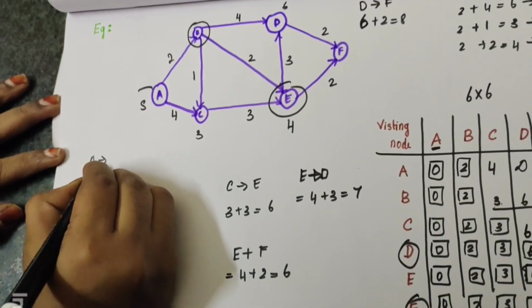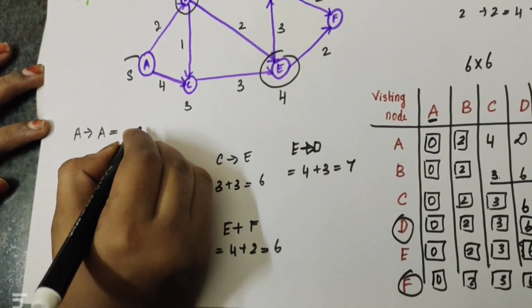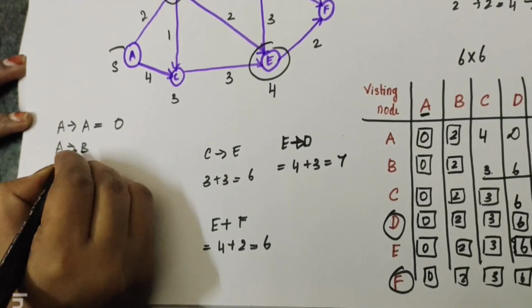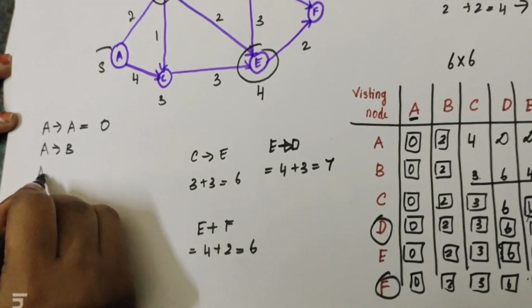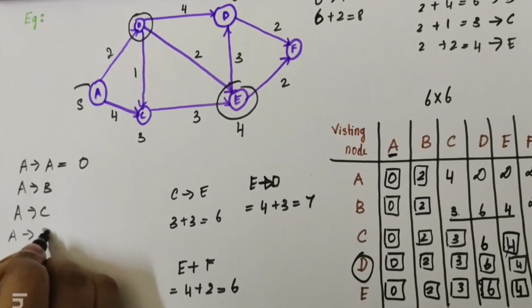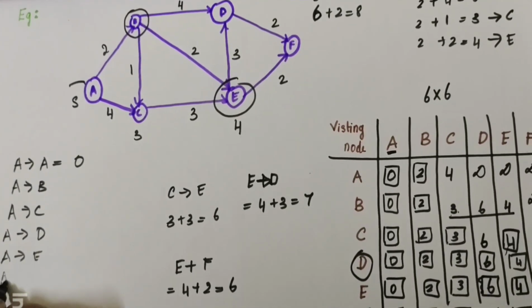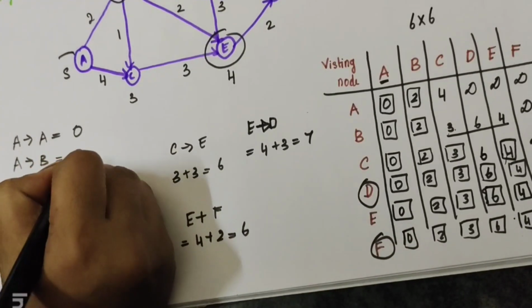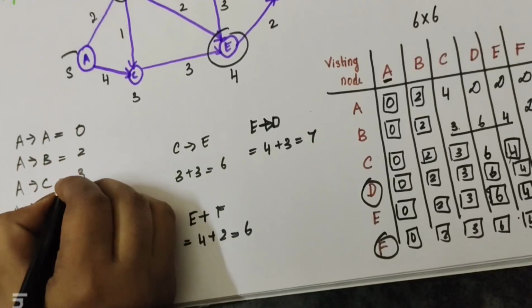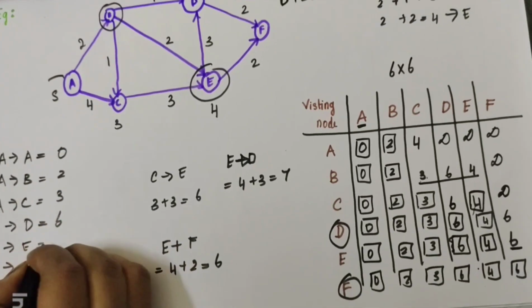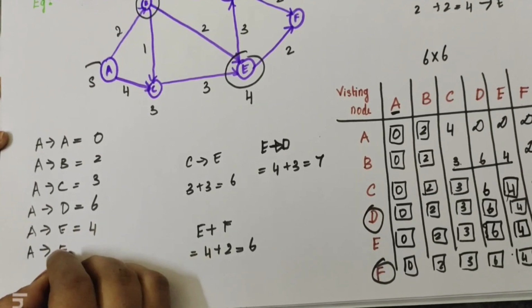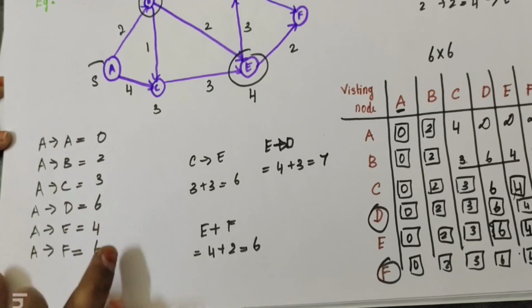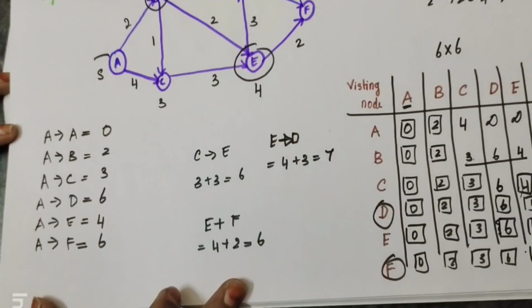So from A to A, the shortest path or the distance between them is 0. From A to B, I am considering a single source. So it is always A to D, A to E, A to F. So from A to B, what do we have? 2. A to C, 3. A to D, 6. A to E, 4. And A to F, 6. So this is the shortest path from a single source to the other vertices.